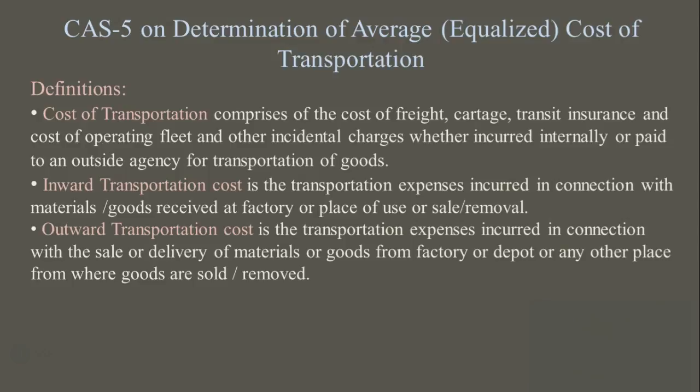See, the most simple thing here is that in inward transportation cost, goods are not sold. We are just transferring goods from one place to another, basically to go for production in a better manner. But in outward transportation cost, we are incurring transportation expenses because of the sale of the goods. We had sold the goods, now we have to deliver those goods to the buyer. This transfer is either from the factory, or from the depot, or from any other place to the place where goods are sold.